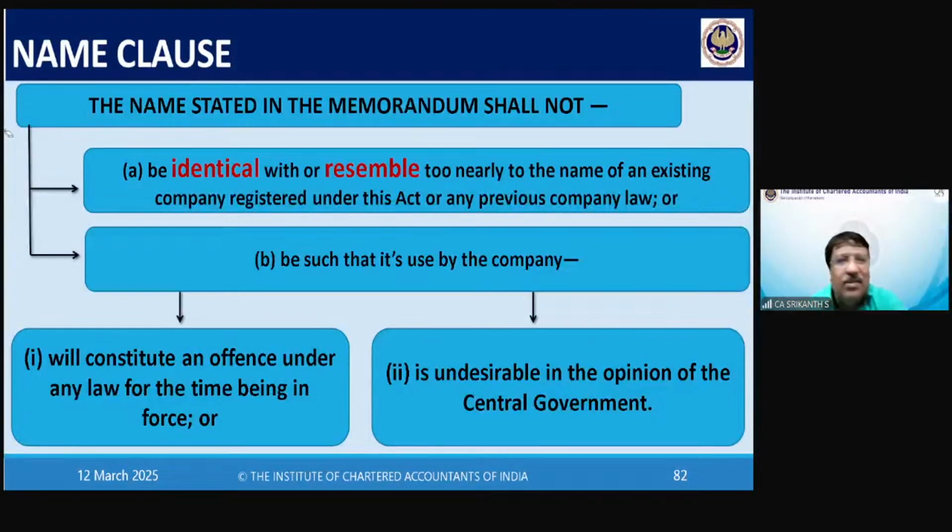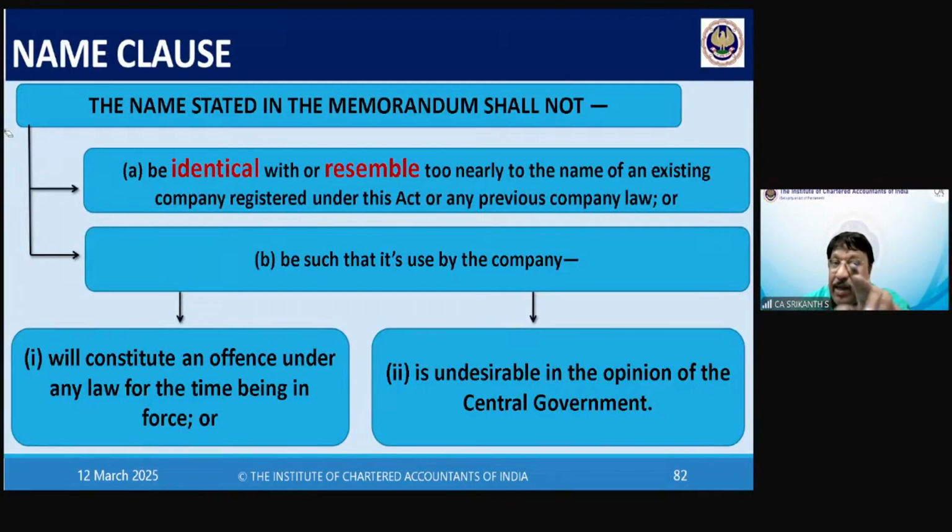For that, what you can do is go to the MCA site. There the company register is there. There you can go and do a name search. You don't have to pay anything. It's free. So you can put any name and see whether there are companies registered with that name. You can also do the same thing for LLPs.